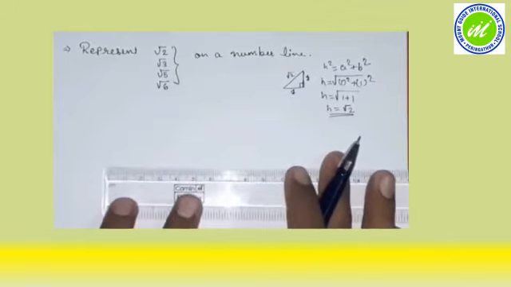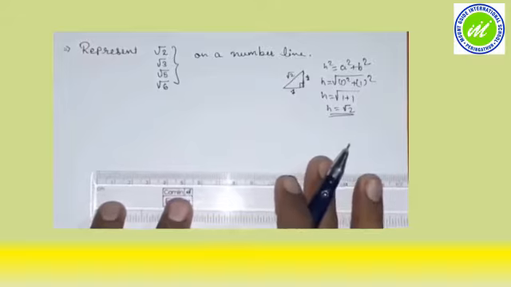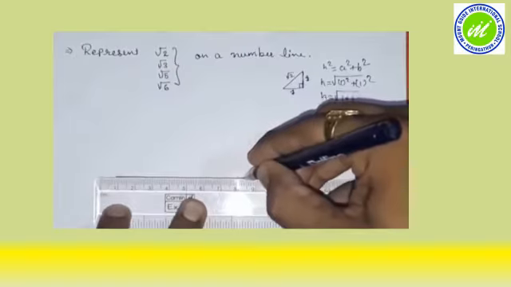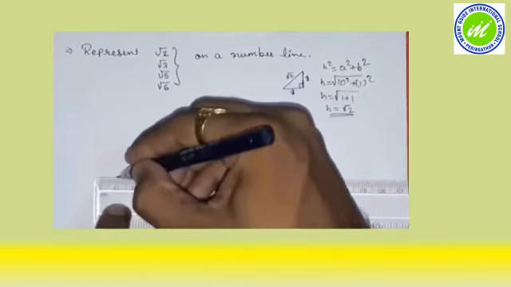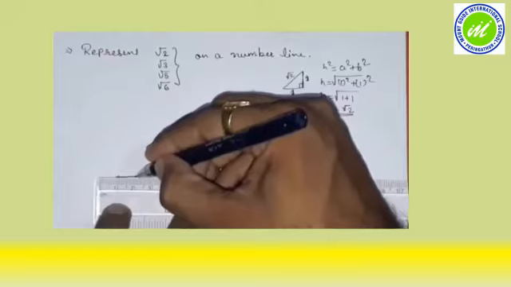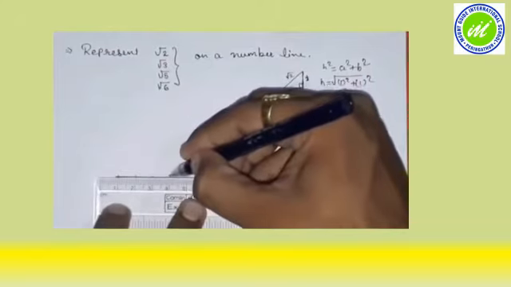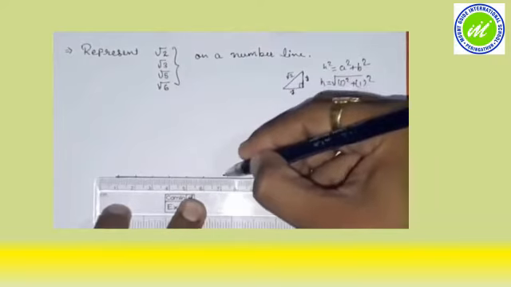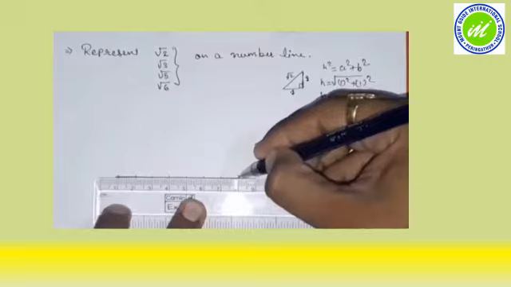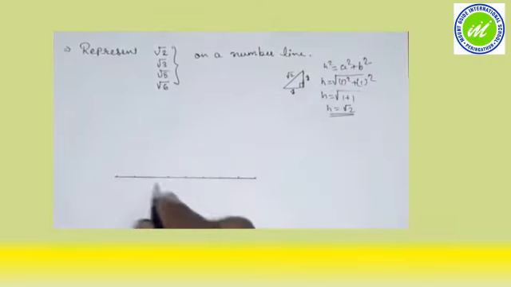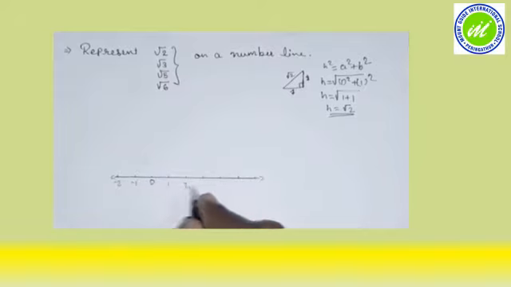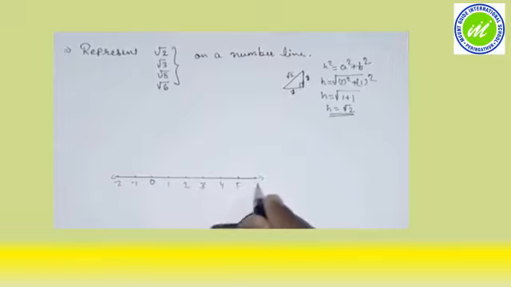How? Look here, I am drawing it here. You can see, first I am going to draw a number line. And then we have to mark all the points. You can write down 0 here, minus 1, minus 2, and 1, 2, 3, 4, 5, 6.